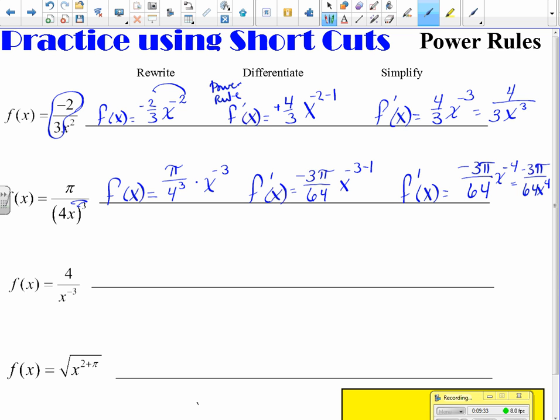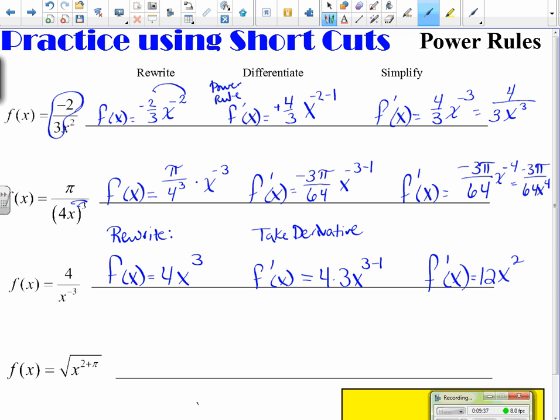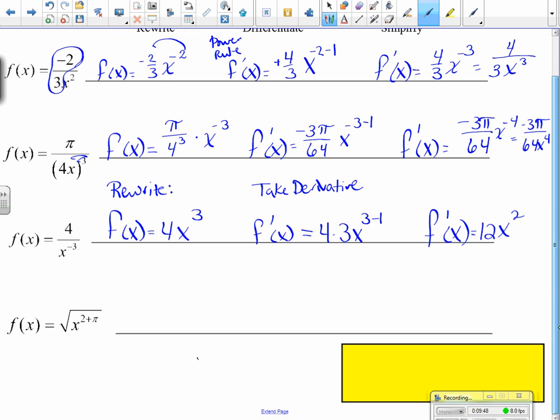Why don't you try to do the next one by yourself? Okay, I wrote mine out. The -3 power came up, so I had 4x cubed, and then I just had to use the power rule to take the derivative, and you can see my answer over on the right, 12x squared.